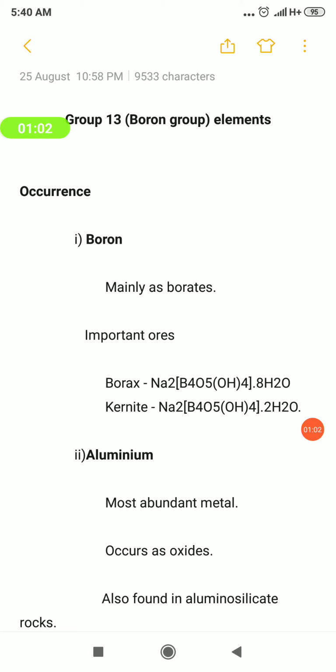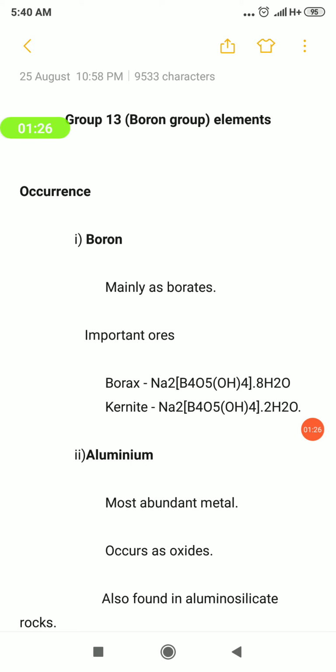First, boron is given. Boron mainly exists in the combined state. Combined state means we won't get pure boron from our surroundings. It will be in a compound form. Mainly boron occurs as borate. What is the form of boron? It will be occurring in the form of borates.